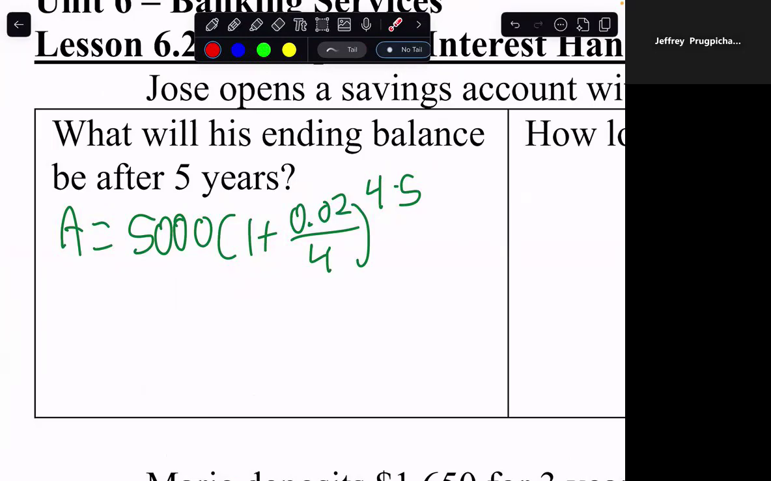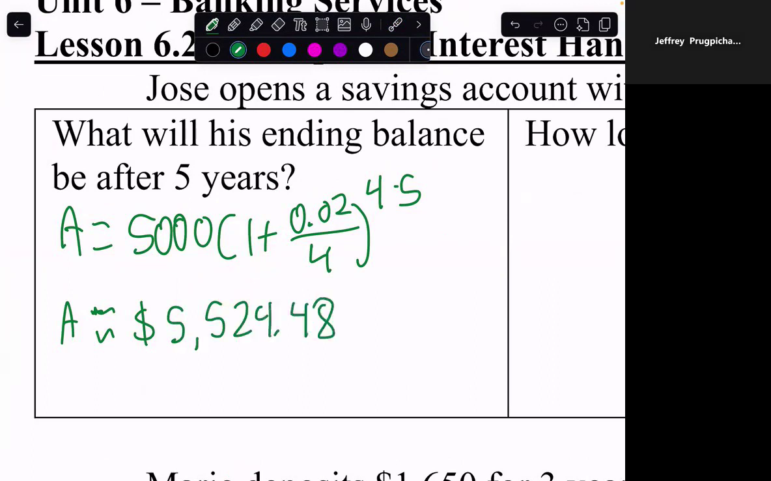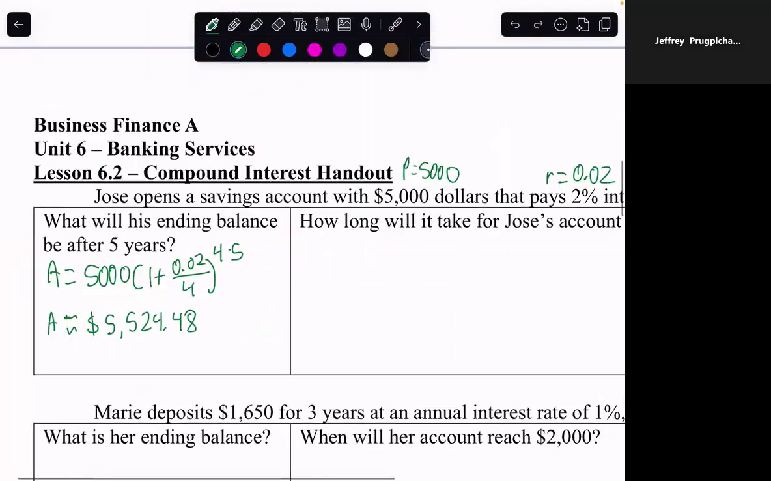Okay, so if you type this in correctly, the decimals go on forever, but since we're dealing with money, we'll round to the nearest penny. You should have gotten $5,524.48. Again, if you got an answer in the 25,000s, that means you didn't put parentheses around your exponent. If you're having any sort of trouble typing things into your calculator, let me know and I'll be happy to walk you through it.